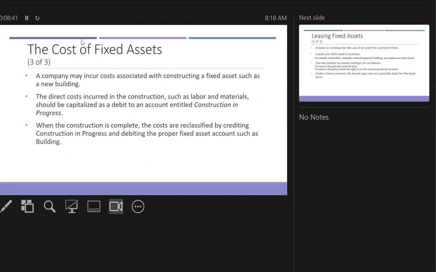A company can incur costs associated with constructing a fixed asset, such as a new building. The direct cost incurred in the construction should be capitalized, which means added to the cost of the asset. When the construction is completed, the costs get switched from construction in progress to the asset account.